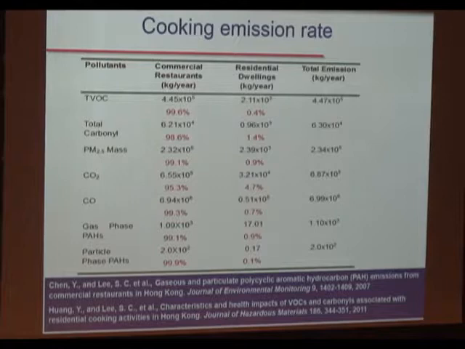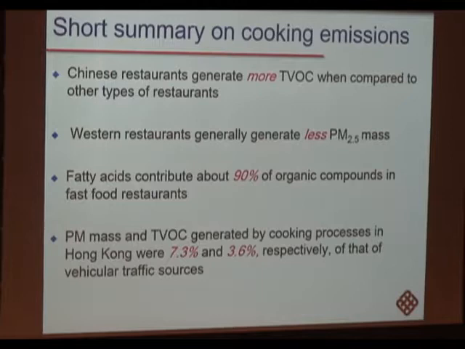Commercial restaurants actually do have more emissions compared with residential, especially carbonyl species, and even PAH, in gas phase and particle phase. What we found is that Chinese cooking, because of more oil and more stir-fry, has a lot of organic-based VOC. Also, the fatty acid is higher compared with others. But for PM, Western restaurants actually have less PM2.5. The total cooking mass of PM and TVOC, compared with the total emission in Hong Kong, is less than 10%. So in other words, the total emission from cooking, including commercial and residential, is not that much. It's not significant, I would say.